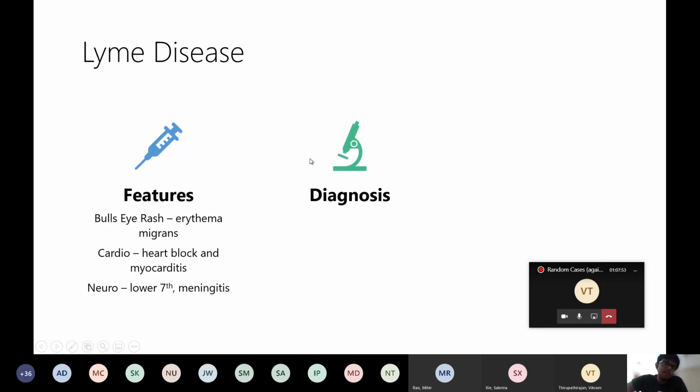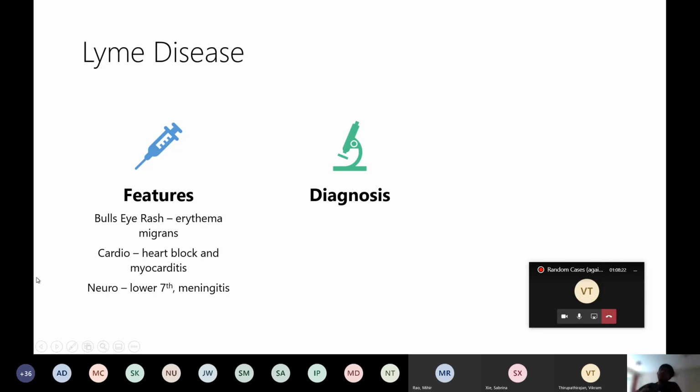And how do you diagnose Lyme disease? What's the causative organism before that, actually? So not microscopy, actually. It is ELISA. ELISA is, so you're going to check for antibodies against it. Absolutely. So yeah, Sarah hit the nail on the head.